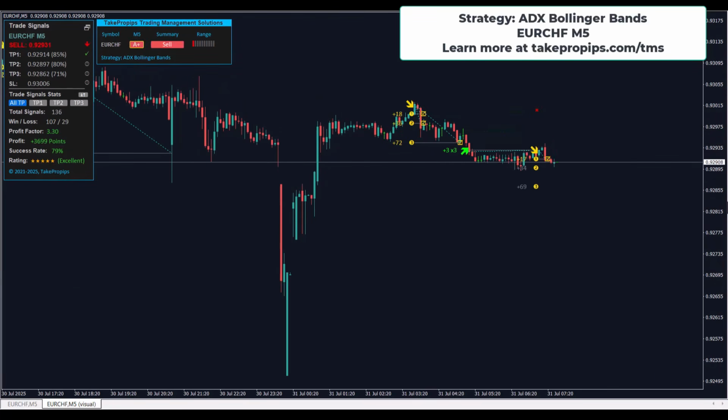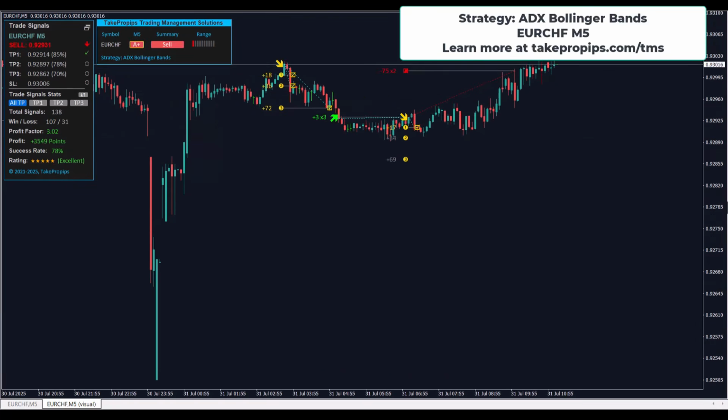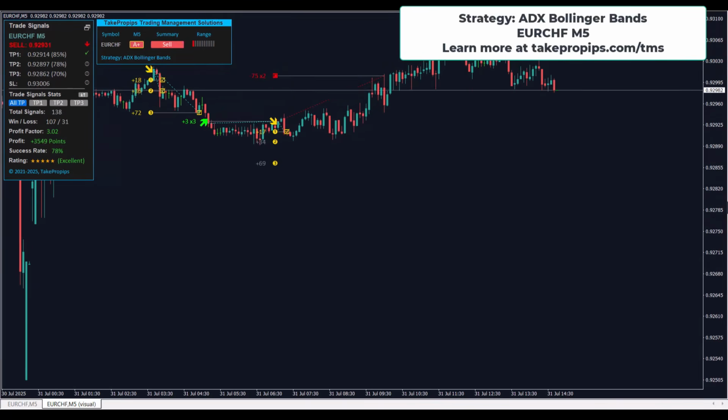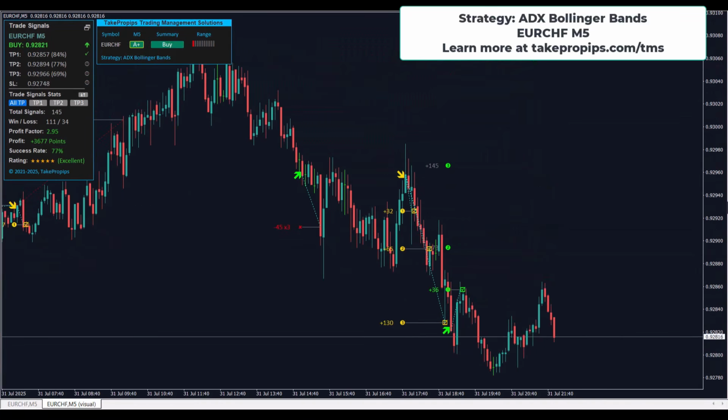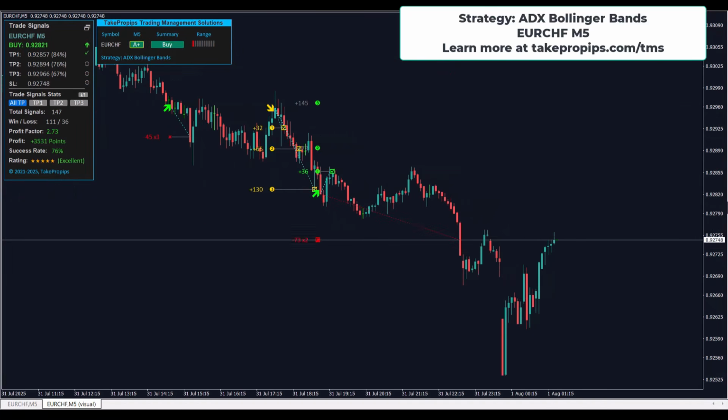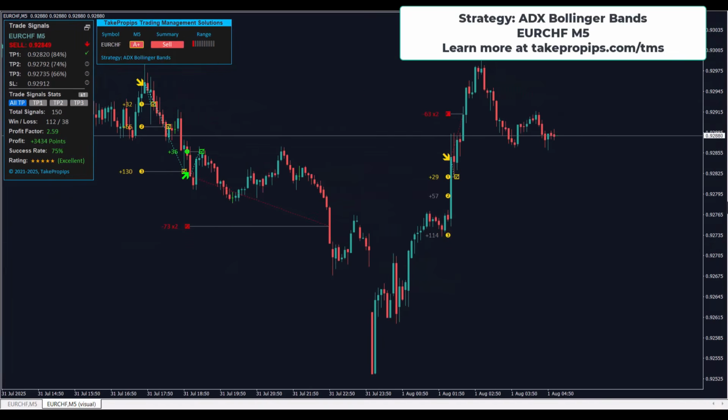On the other hand, if price pushes above the upper Bollinger Band while the ADX still shows strong trend strength, the strategy can generate a sell signal because the market may be temporarily overbought during an active trend.